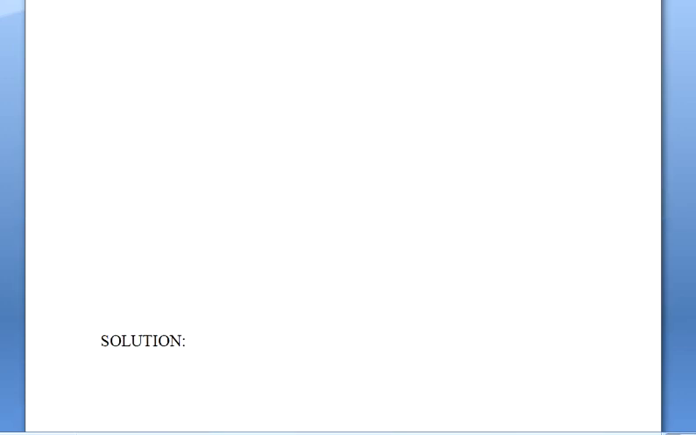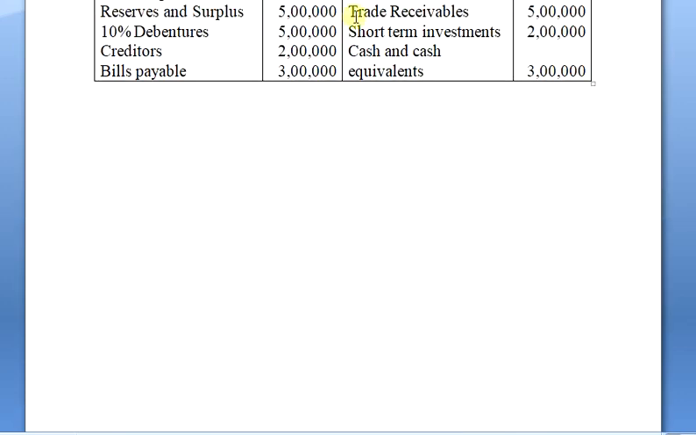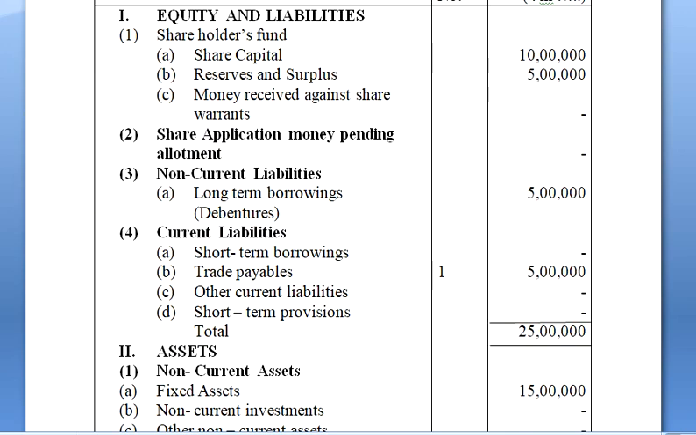Reserves and surplus is 5 lakhs, as given. So, 5 lakhs we have taken here. Where did we get that reserves and surplus? See here, reserves and surplus 5 lakhs we have considered here. So, moving on to the next thing, money received against share warrants, nothing is there. Share application money pending allotment, nothing, nil. Again the next head, non-current liabilities. Under the non-current liabilities, we have long-term borrowings. Long-term borrowings here is nothing but debentures, amount of rupees 5 lakhs.